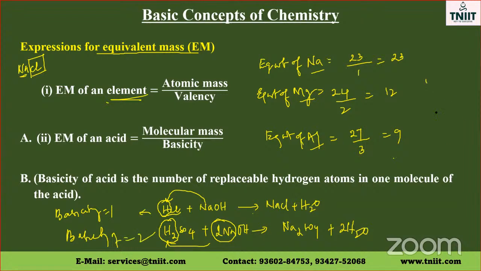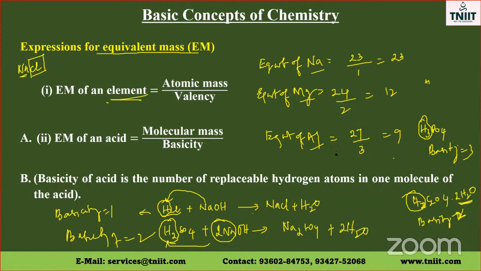Likewise, if you take oxalic acid, H2C2O4, this oxalic acid also has basicity 2 because of these 2 replaceable hydrogen. The oxalic acid molecular formula we write like this, H2C2O4 dot 2H2O. These hydrogens are not replaceable. Only these 2 hydrogens are replaceable. Therefore, the basicity of oxalic acid is 2. If you take phosphoric acid, H3PO4, this has 3 replaceable hydrogens. So the basicity of phosphoric acid is 3.